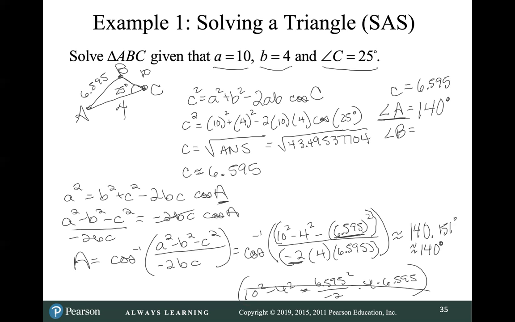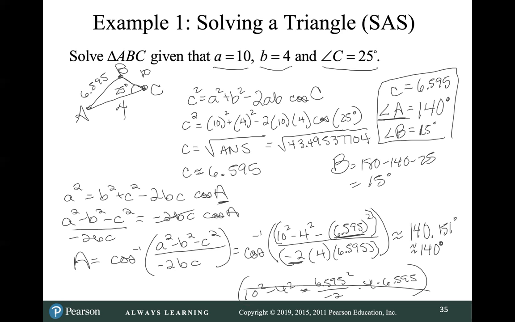Lastly, we need angle B. Well, if we have two angles, we can find the third angle. We don't need the law of cosines to do that. To find our final angle, B equals 180 minus 140 minus 25. That gives us a 15-degree angle. So those were our three missing pieces. This is 15 degrees.